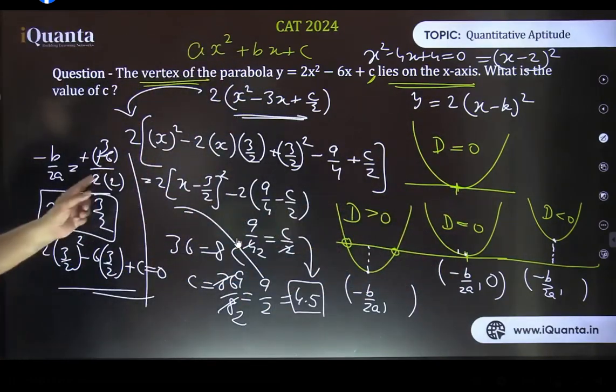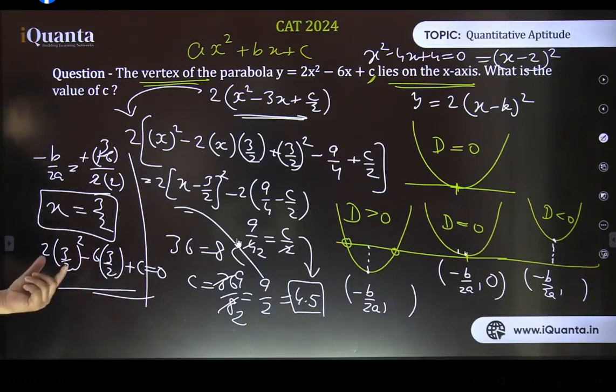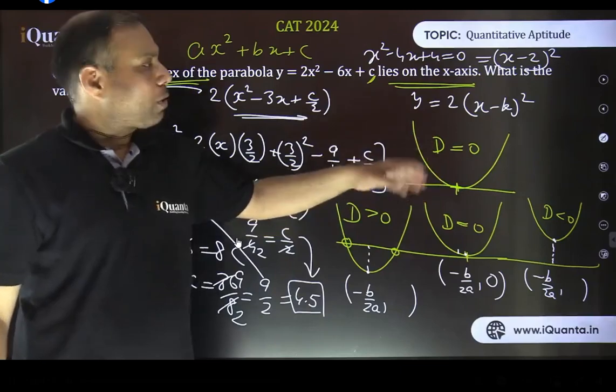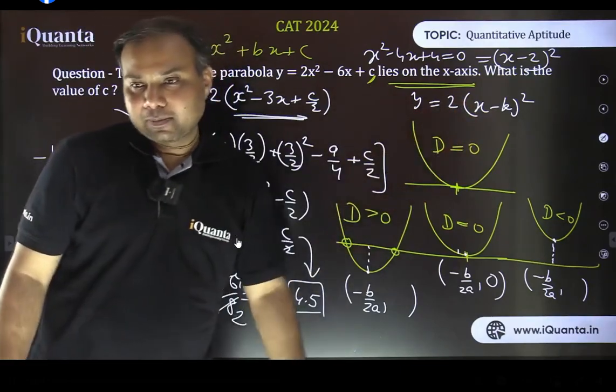So put minus b by 2a, and the value must come out to be 0. So at that value of x, the y must come out to be 0. So from there also we found the value of c. And this third case was because it is touching the x-axis at only one point. That means both roots are equal, or basically the expression must be a multiple of a perfect square. So these are different ways.